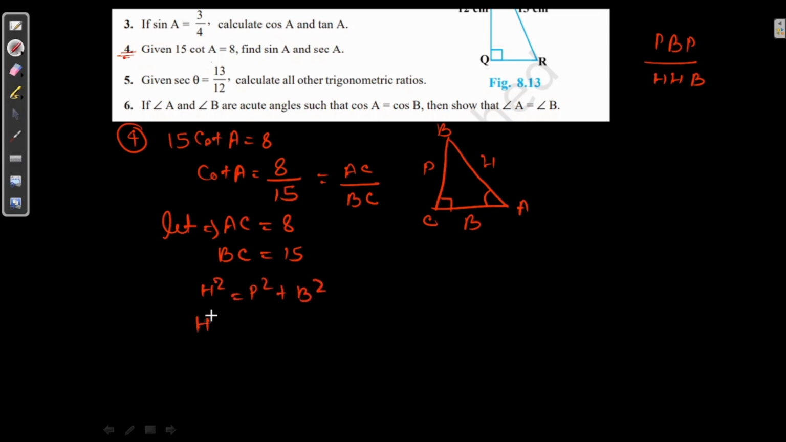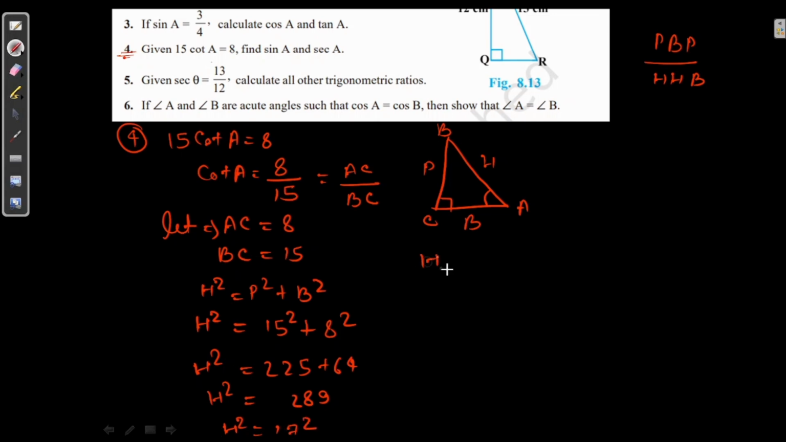And what is the value of H? That is something we don't know. What was the perpendicular here? It is BC, and BC we have known is 15. What is the base? It is AC, 8. So H square is equal to 15 square, which is 225, plus 8 square, which is 64. So H square is 289. So H square is actually 17 square. The value of H is going to be 17. So this value is 17 now.